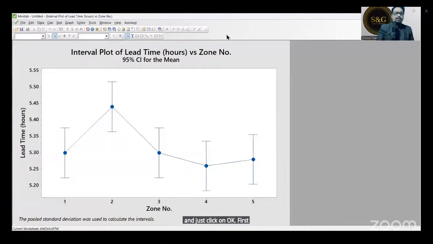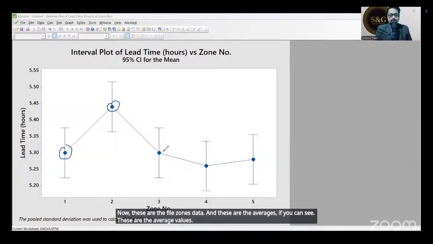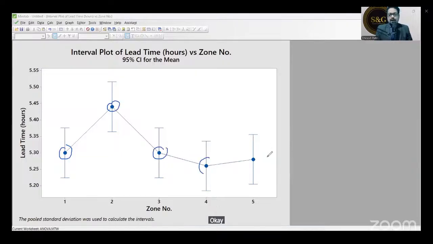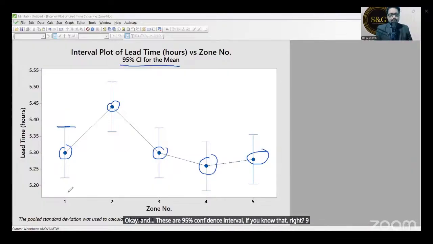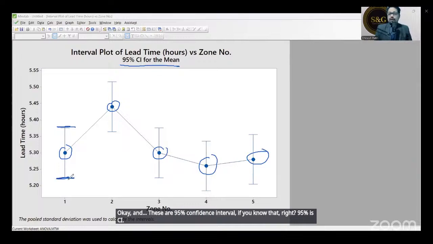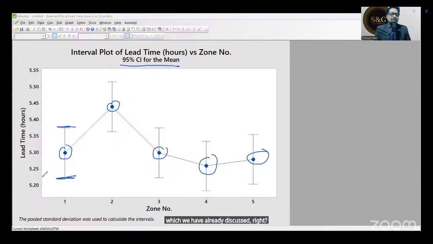First of all, you will get this graph. So what is your observation about this graph? Now, these are the 5 zones' data, and these are the averages, if you can see. These are the average values. And these are the 95% confidence intervals, 95% CI, which we have already discussed, right? But what is your observation here? Give me your observations.